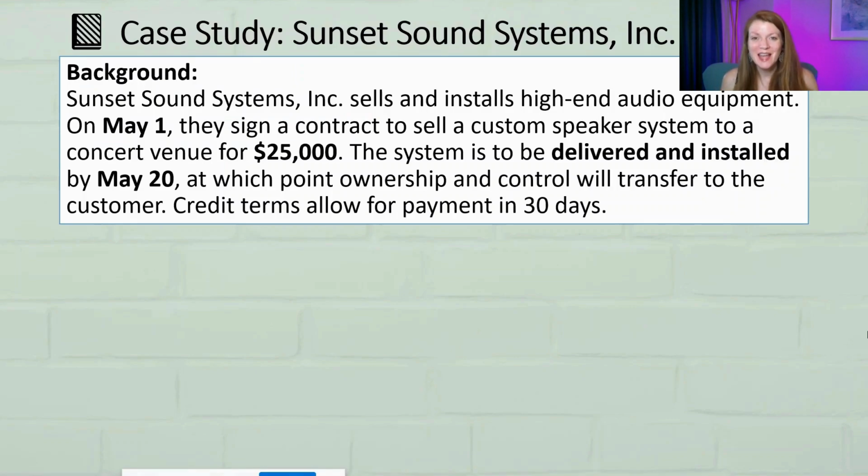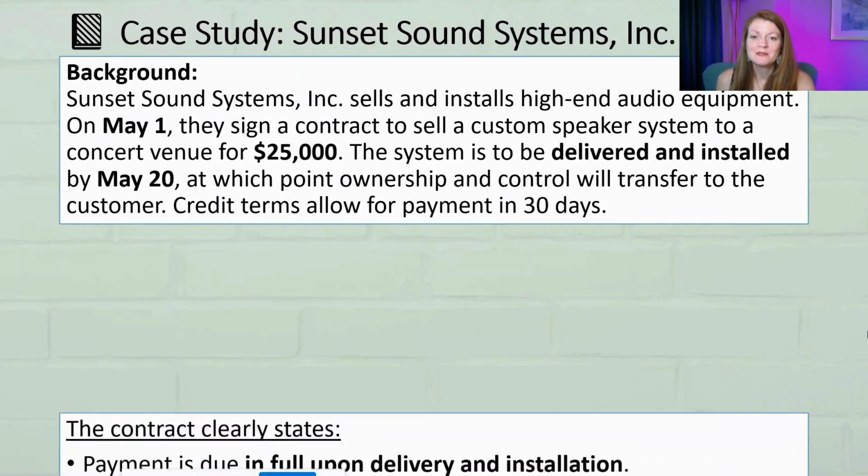So Sunset Sound Systems sells and installs high-end audio equipment. On May 1st, they sign a contract to sell a speaker system to a concert venue for $25,000. So they made the agreement on May 1st. The system is to be delivered and installed on May 20th, at which point the ownership and control will transfer to the customer. Credit terms allow for payment in 30 days.